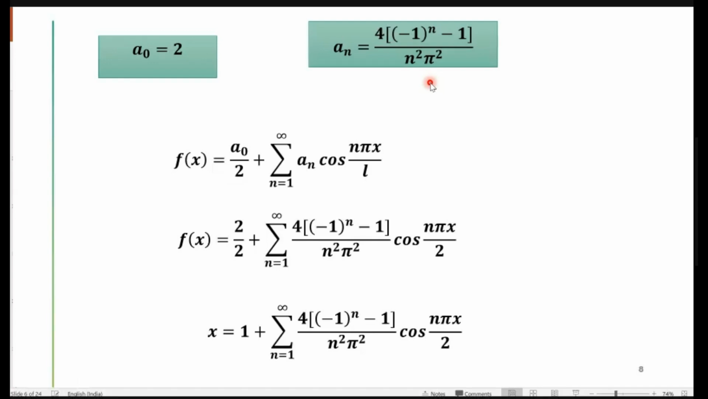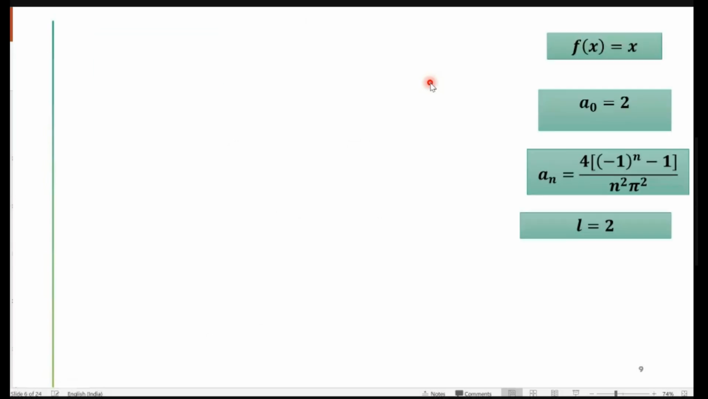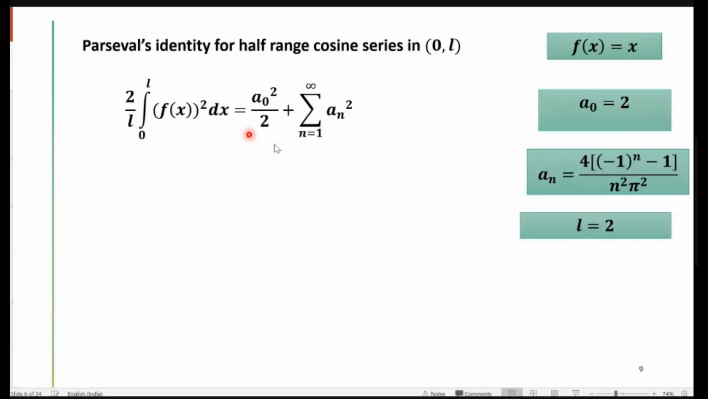Now we have to apply Parseval's identity. Okay? तो यहाँ पे क्या पूछा है, पहले हमको Parseval's identity कोसाइन सीरीज में लिखना है, हाफ रेंज कोसाइन सीरीज. तो बाहर क्या आएगा, 2 upon L integral 0 to L f of x the whole square. Okay, that is the Parseval's identity. We had 2 by L, हाफ रेंज में है तो 2 by L. So it's half range cosine series: 2 by L integral 0 to L f of x the whole square is a naught square by 2 plus summation a n square, n varying from 1 to infinity.